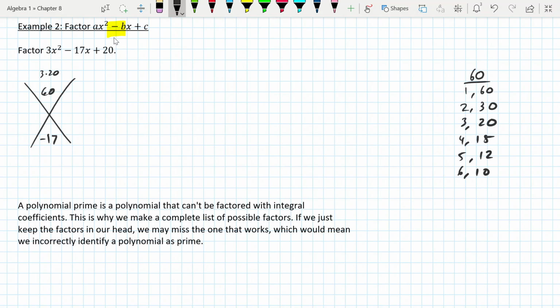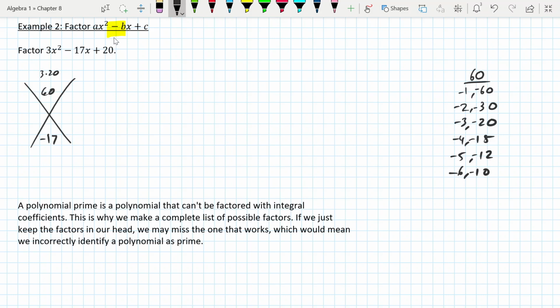Now when I'm looking at this, the sum should be negative, which means my larger numbers should be negative. Ooh, how about 3 and negative 20? Oh, wait a second here. That doesn't work out because their product is negative 60. Wait a second. So if the product is supposed to be positive and the sum is negative, then both the numbers have to be negative.